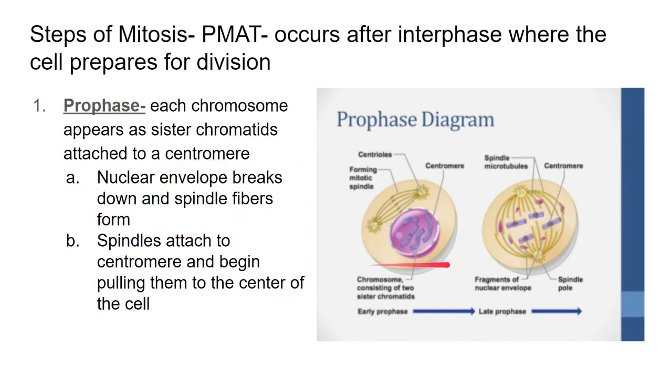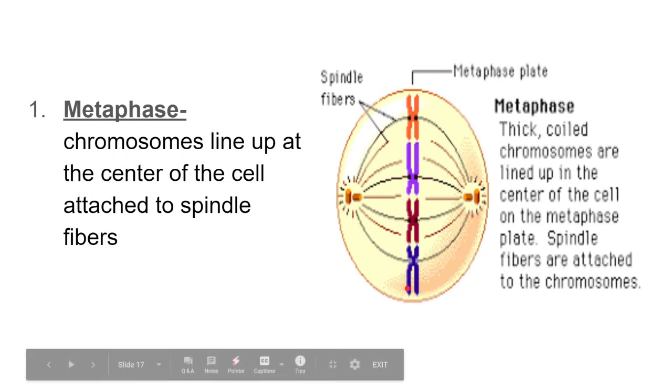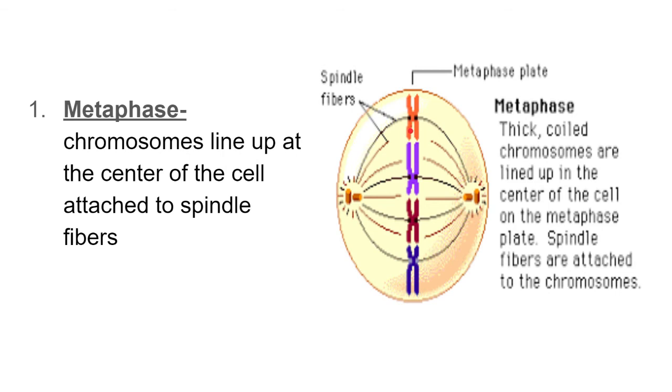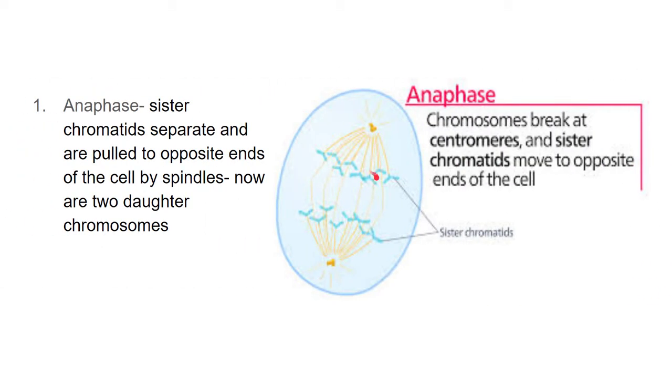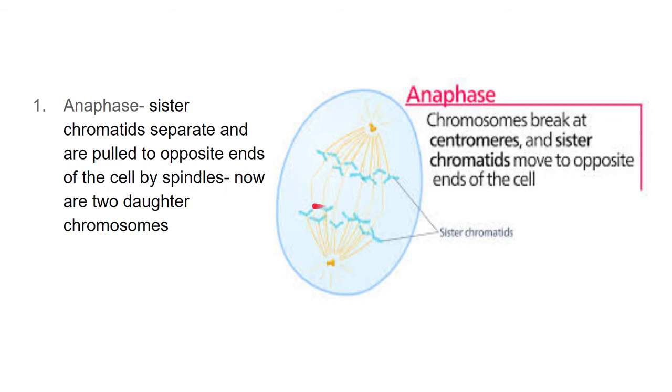Prophase, nuclear envelope breaks down, and the sister chromatids, because we've copied them, have attached to spindles. Metaphase, those spindles move each of the chromosomes to the center of the cell. We call that the metaphase plate. Anaphase, those sister chromatids get pulled apart to opposite ends of the cell.